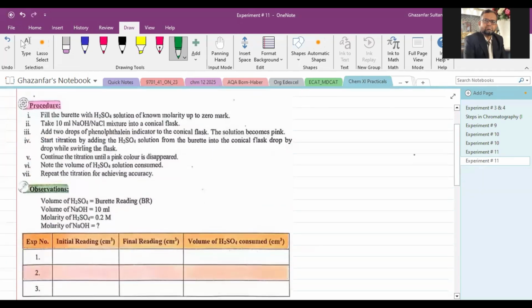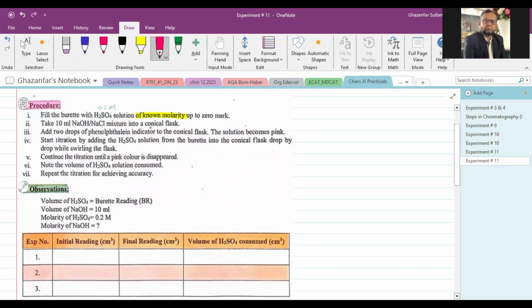The procedure is the same thing that I have told you: fill the burette with sulfuric acid solution, that is actually 0.2 molar sulfuric acid solution. Now if you are writing here fill the burette with 0.2 molar sulfuric acid solution, then you do not need to write this phrase. Or you will write up to 0 mark, because you will fill the burette up to the 0 mark.